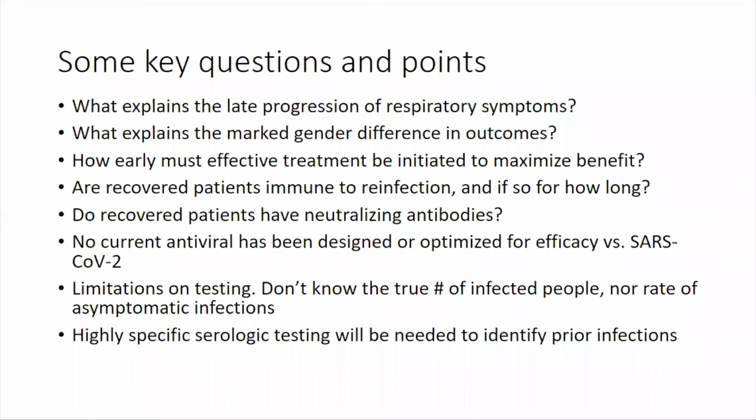We are just learning from Michel's work and others whether recovered patients have antibodies that can prevent infection in themselves or in other people. We don't have current antivirals that have been designed or optimized for the SARS-CoV-2 virus. We've had severe limitations on testing, and as a consequence, we don't know the true number of infected, and we also don't know how frequently people are asymptomatic when they're infected. We will need highly specific serologic testing in order to identify people who have previously been infected, and these antibody tests are just coming online now.